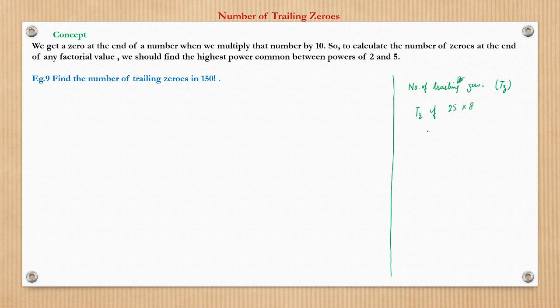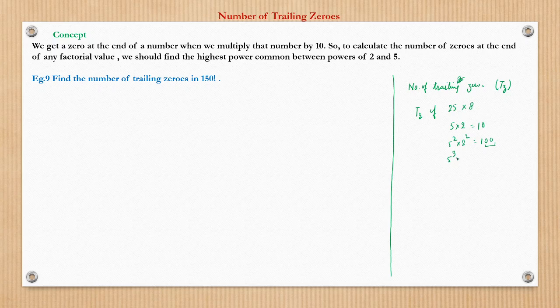So how do we generate a zero? A zero would come only if one 5 and one 2 multiply, then it gives 10. So 1 0. If there are two 5s and two 2s, then we get 100, meaning we have two zeros at the end.